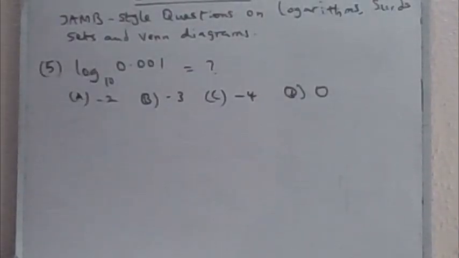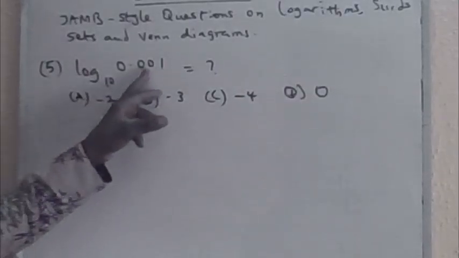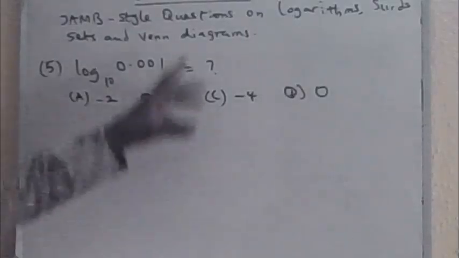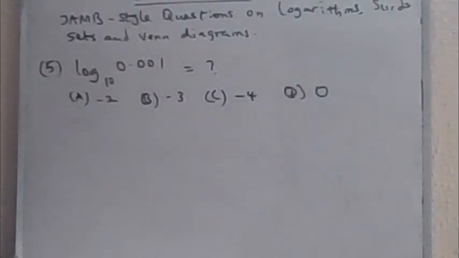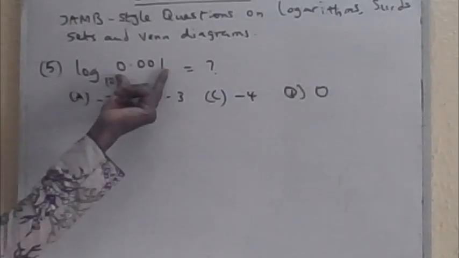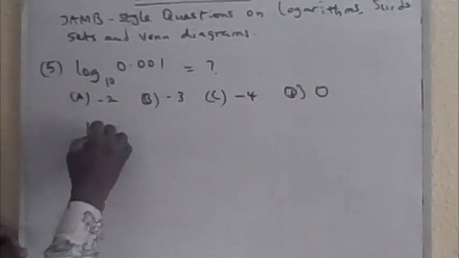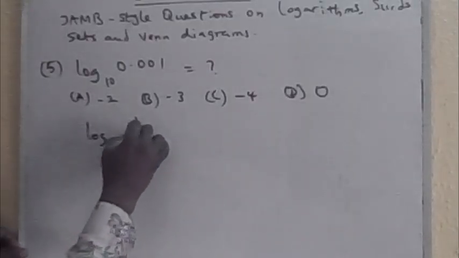Okay, so we're moving up. Log 0.001 to base 10. What is it? Look at the options here. So we'll quickly inspect this. Now, this is in decimal form, and if you express this in fraction form, you have it as log 1 over 1000 to base 10.